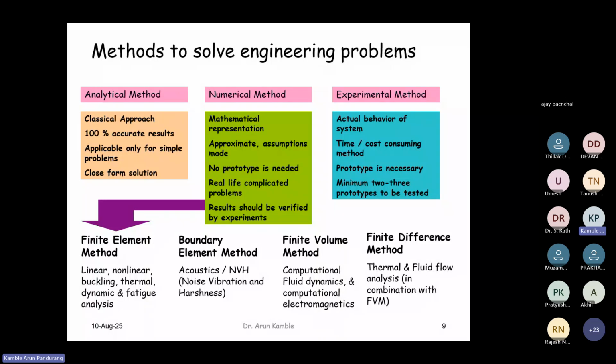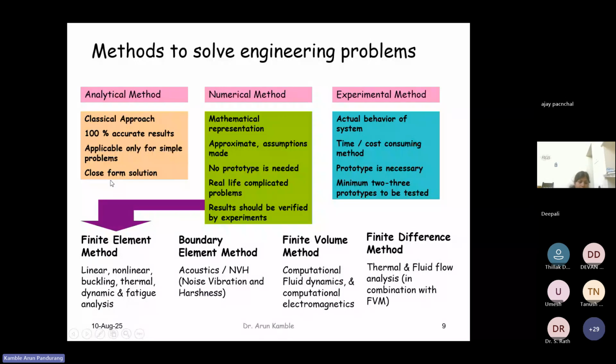The analytical method is a classical approach. It is only applicable to solve some simple problems such as a cantilever beam or bar problems, for which an exact solution is available. Analytical solution gives the exact solution, that's why it is called a classical approach, and it gives 100% accurate results. The results are also closed-form solutions.